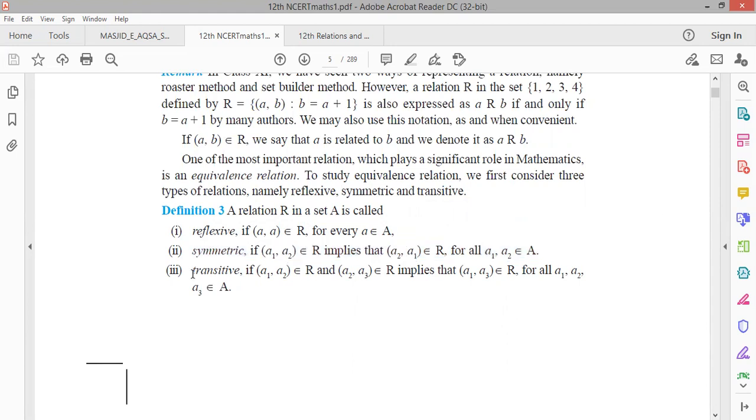Transitive relation actually means if we have (A1, A2) as an element of relation R and (A2, A3) as an element of relation R, this implies that (A1, A3), that is, the first entry of the first ordered pair and the second entry of the second ordered pair, is an element as an ordered pair in the relation, then we call this relation a transitive relation.